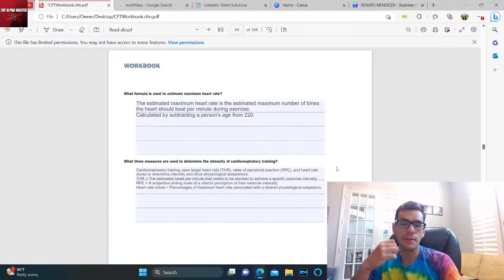Heart rate zones are the percentage of the maximum heart rate associated with a desired physiological adaptation.